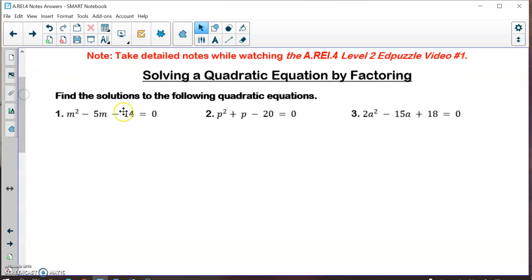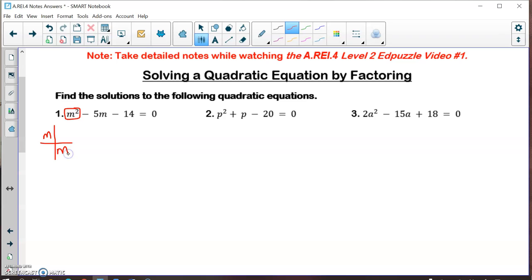So, number one, we have a quadratic trinomial, and the coefficient of m squared is 1. So you should remember from the last standard that we're going to use the box method here. So what we do is we split up our m evenly. I need two numbers that when multiplied together equal -14, but when added together equal -5. That's going to be a -7 and a 2. And then we're going to write our binomials. We're also going to write the equals 0 part. We can't forget about that.